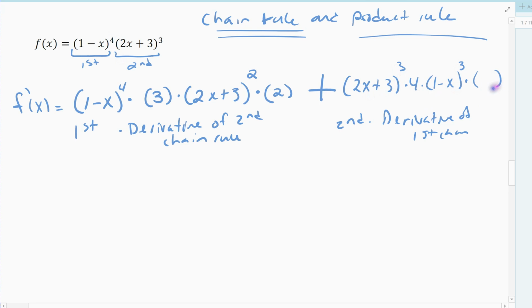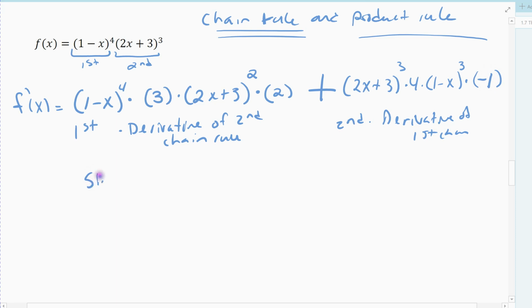Not done yet. And this one would be easy to forget. The derivative of the inside, well, the 1 will zero out, but the derivative of x is 1. But remember, there's that negative in front of the x. So the derivative of the first function's inside part is a negative 1. And that one, if I were going to forget something, that's the one I would forget. All right, so there's my rule. Step 1, the rule. Now the simplification.